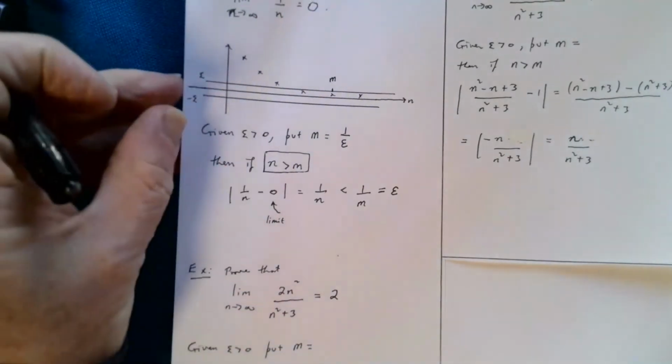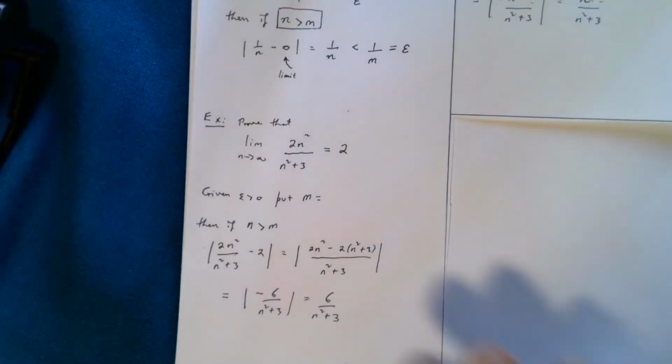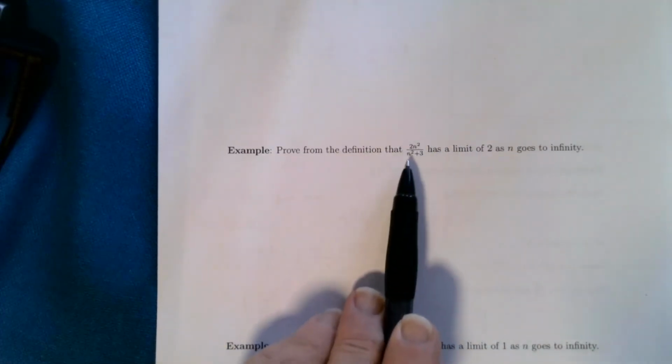Okay, second example, slightly more sophisticated this time. We're going to look at this limit. So we're going to prove from the definition that 2n squared over n squared plus 3 has a limit of 2 as n goes to infinity.